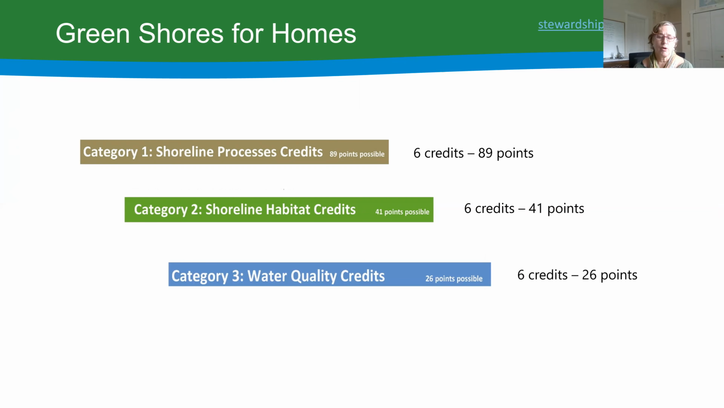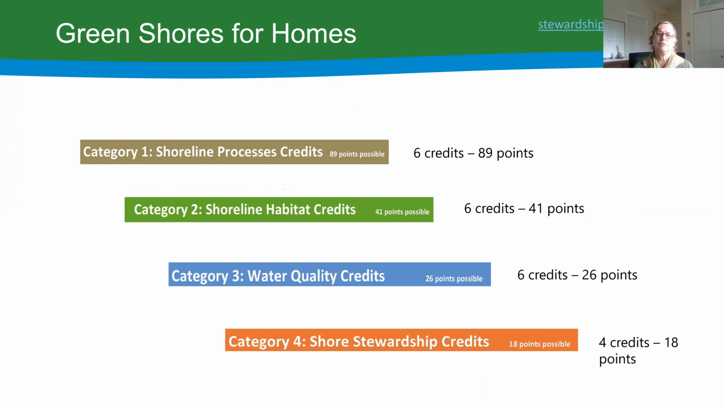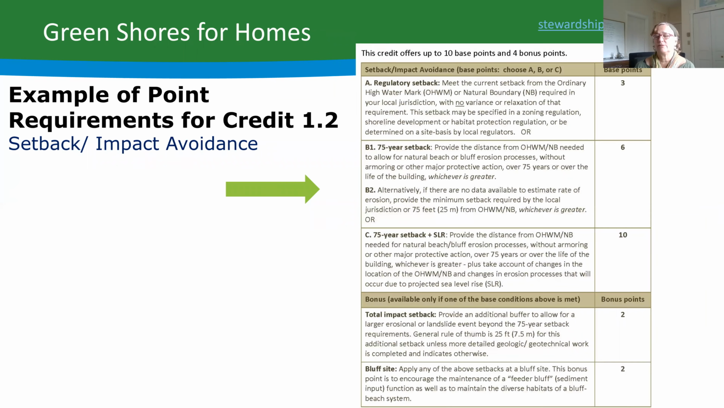Category 3 is water quality. We want to prevent or reduce pollutants from entering the aquatic environment. And then the 4th category is shore stewardship credits. This is where we encourage collaborative work and education and outreach. And all 4 of the categories address the 4th principle, which is avoiding or reducing the cumulative impacts of shoreline development. So let's take a look at some example credits in each of those categories.